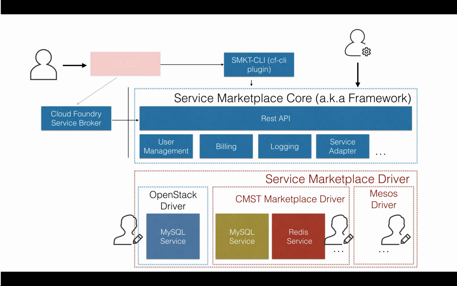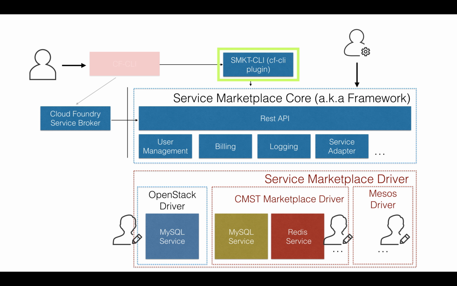So, we have 4 deliverables, or called sub-projects. SMKTCL is a Cloud Foundry CLI plugin, which is implemented in Golang. After installing it, the Cloud Foundry CLI will show 5 more commands for operating the service marketplace from the Cloud Foundry user's view. Cloud Foundry Service Broker makes it possible for Cloud Foundry, or specifically the Cloud Controller, to consume the services. It implements the Cloud Foundry Service Broker API, and when it receives calls from Cloud Foundry, it will call the Service Marketplace's REST API.